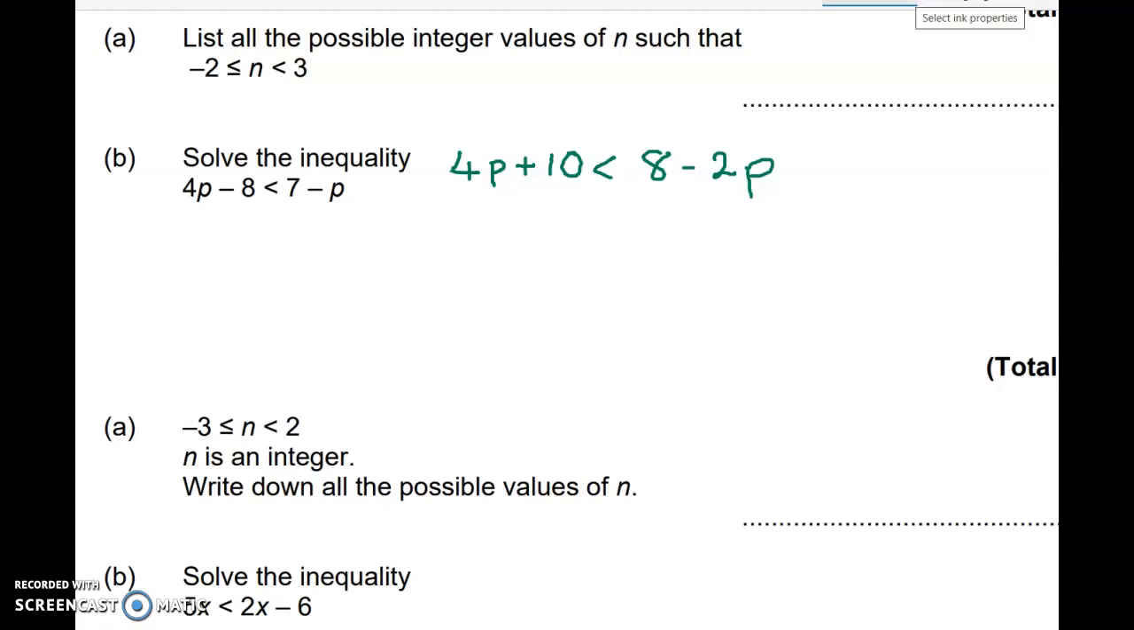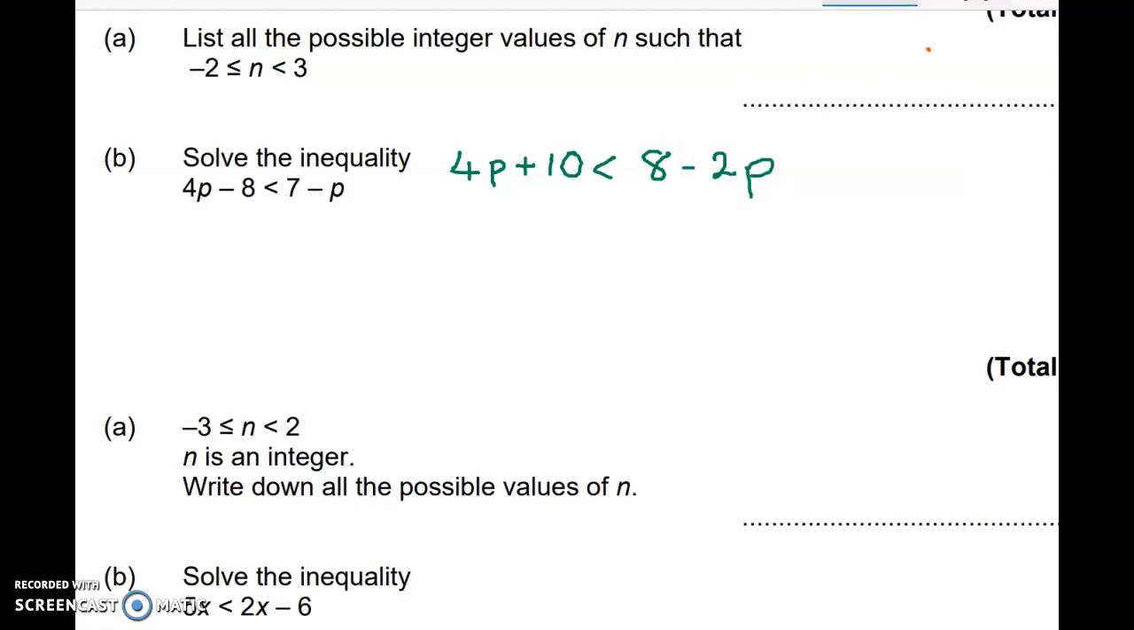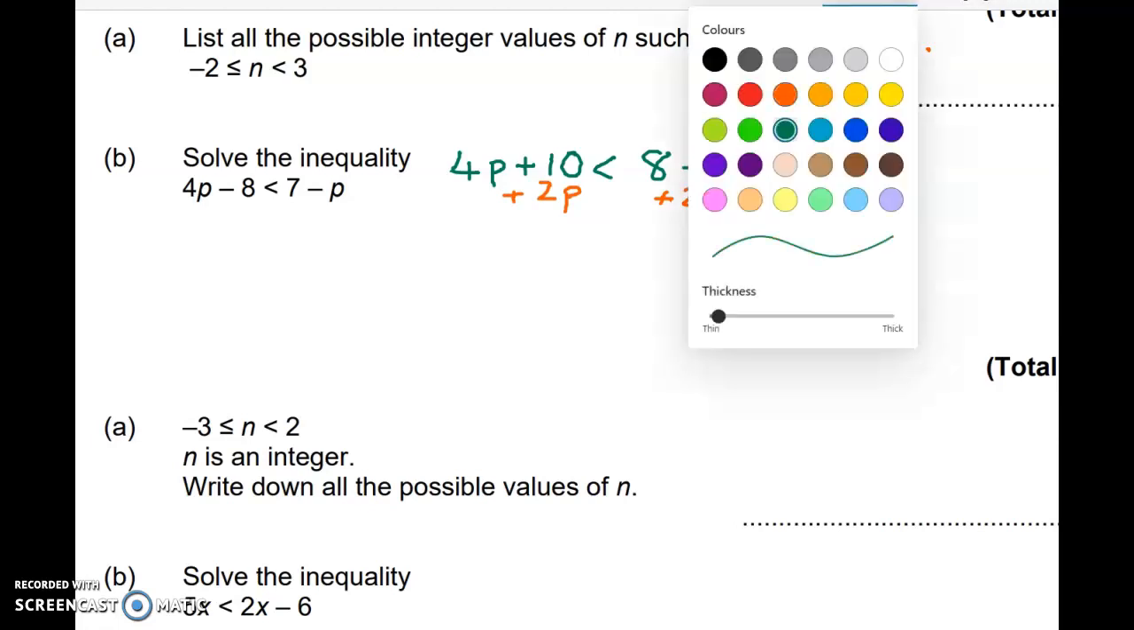So let's go through this by using inverses to solve this. I'm going to change colour and show you what I'm doing. Here I need to get the p's on one side. So I've got 4p's here and I've got minus 2p's here. The minus 2p's is less than the 4p, so that is the one I'm going to move. Because it's minus 2p's this side, to get rid of it, I would add 2p's to both sides. In doing that, I don't upset the balance.